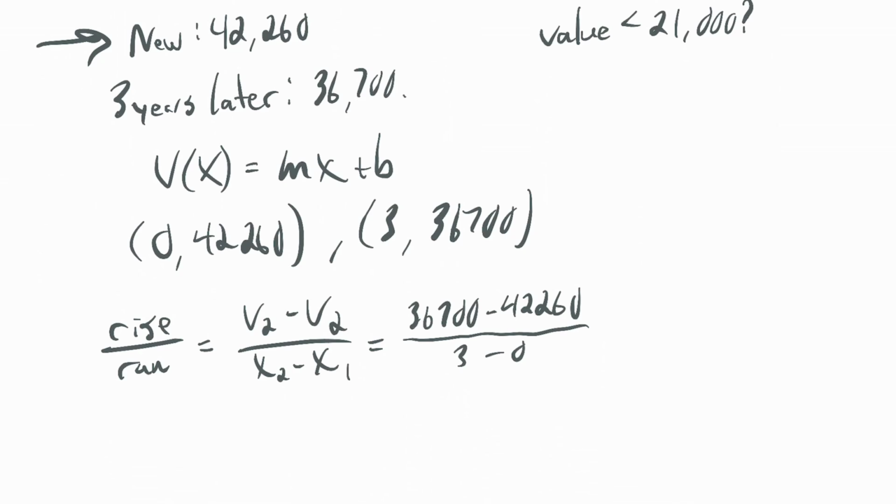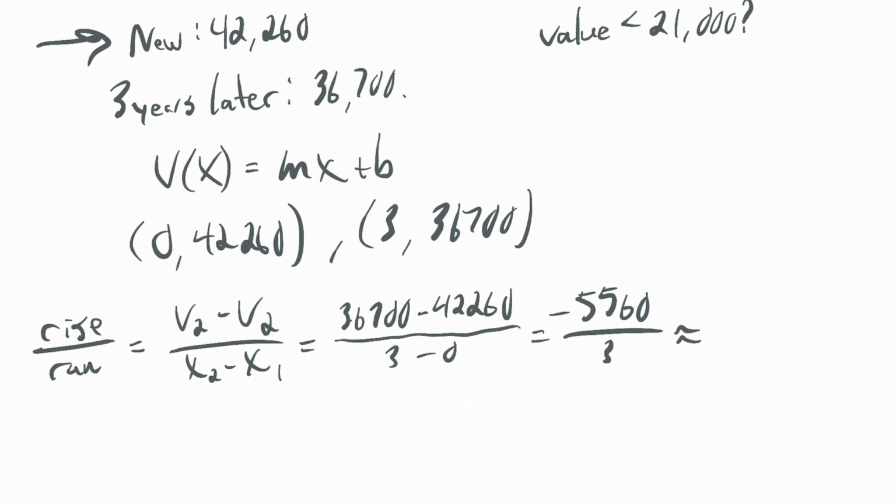So what is that going to be? Let me grab a calculator. So 36,7 minus 42,260. So I get negative 5,560 all over 3. And that doesn't divide evenly. So I'll go ahead and get a decimal value just to have an idea of how much that is. Although when I write out the function, I'm going to keep the fraction, but I would like to know, roughly how much is that? So this is about negative 1853 and change.